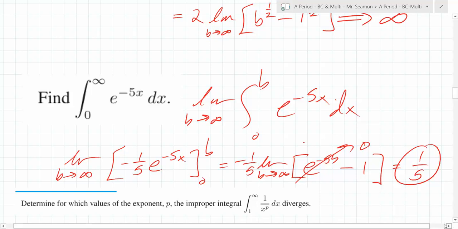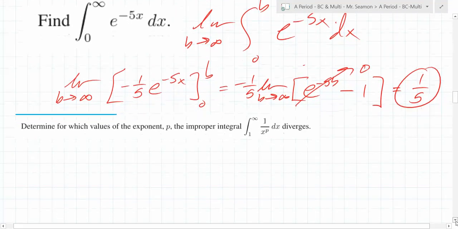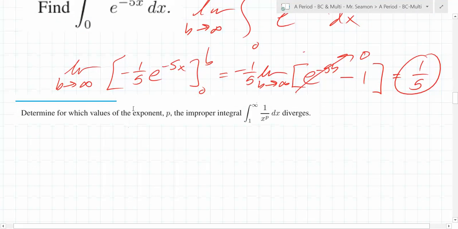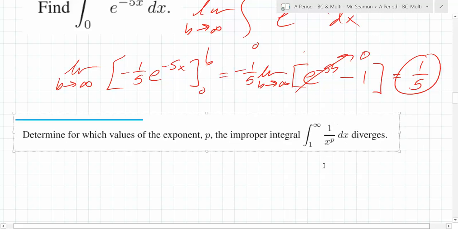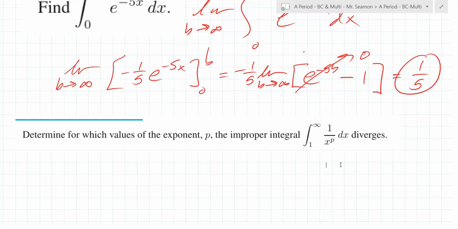This is kind of what we were getting to, what James was alluding to: convergence and divergence of p-series right here. So this is a p-series because it's 1 over x to the p. The question is, determine for which values of p the improper integral diverges and when does it converge, okay? So here's part of it. We already know the answer to this. We know it converges when p is less than 1 or greater than 1? Greater than 1. You have to be careful because it's in the denominator, right?